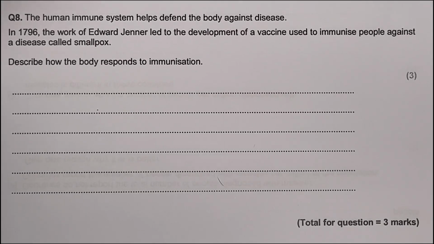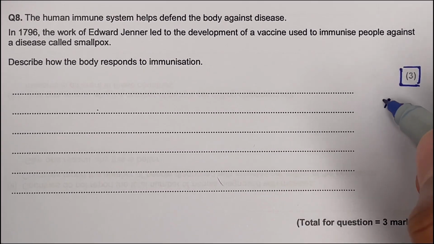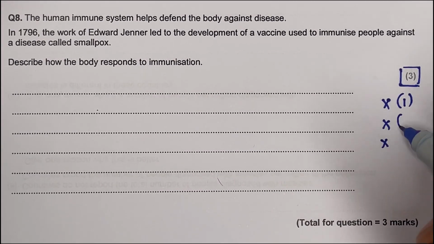The human immune system helps defend the body against disease. In 1796, the work of Edward Jenner led to the development of a vaccine used to immunize people against a disease called smallpox. Describe how the body responds to immunization. Step 1. Question has 3 marks. So I need 3 points for 1 mark each.